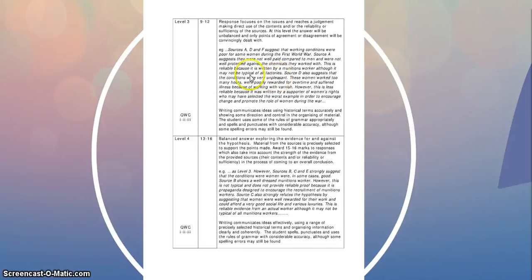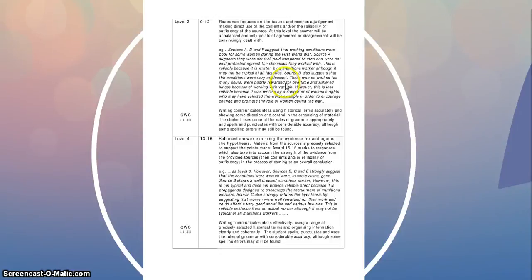This is reliable, so you're testing the reliability and you're looking at the nature, origin, purpose of the source. Because it is written by a munitions worker, although it may not be typical of all factories, so you're putting a limited judgment on it. Really important you do that to gain marks, to show that you're building in an analysis of that source using your own knowledge to make a judgment on that hypothesis.